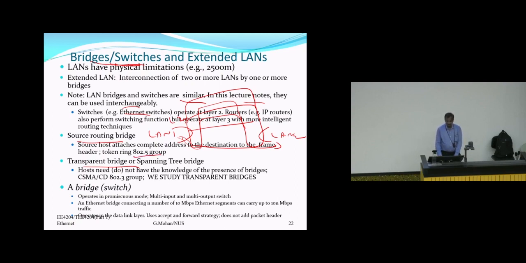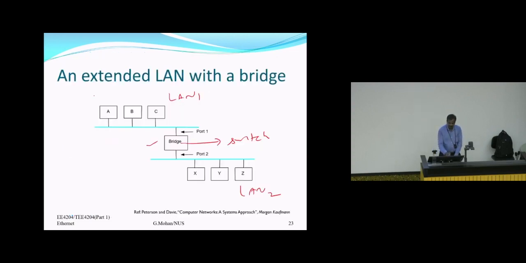As the name says, in source routing, the source host, whoever is the sender, in addition to specifying the destination address, also has to tell the entire path of how the destination can be reached. For example, look at this case. Let's say A wants to send a frame to X. When you say source routing, at the source we need to specify, as part of the frame, that it should go through a bridge to reach X.